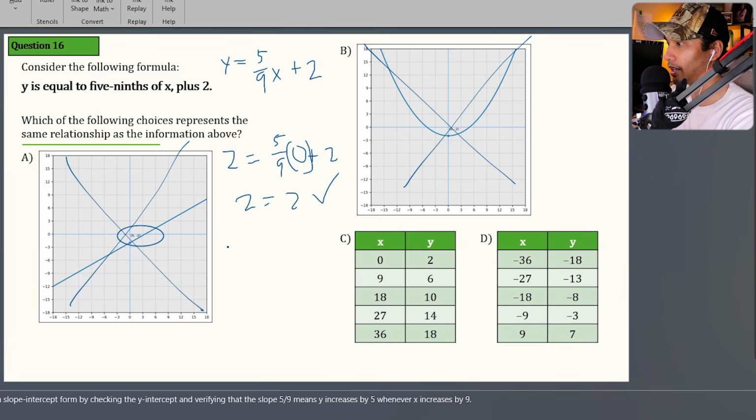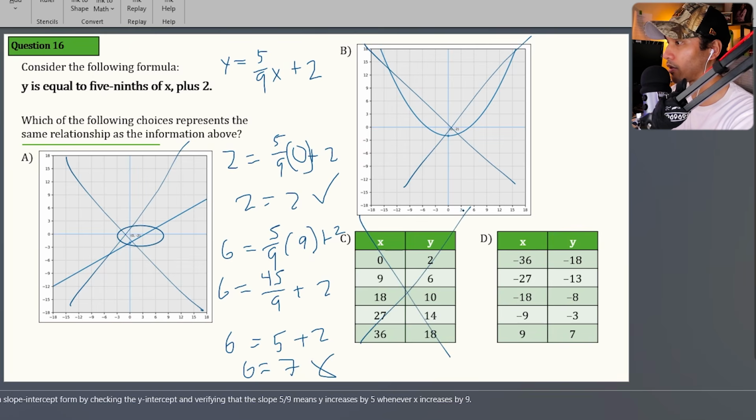And then let's go ahead and do the next number. 6 equals 5/9 times 9 plus 2. 6 equals 45/9 plus 2. 6 equals 45 divided by 9, which is 5, plus 2. 6 equals 7, which does not check out. So we could cross this out.